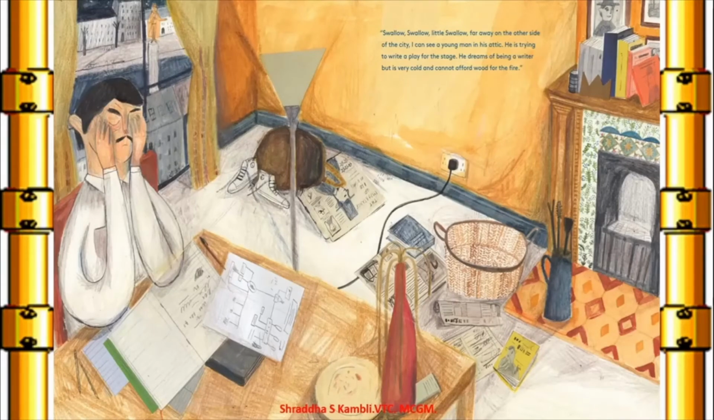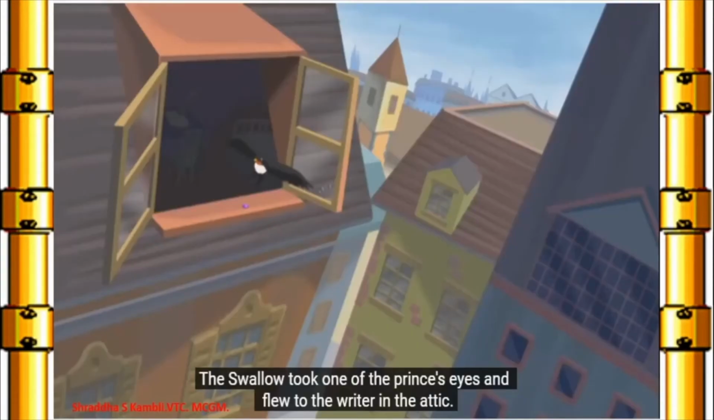Now the swallow wants to go because the swallow knows that if he stays, he might die. But the swallow also realizes that the responsibility that the prince is giving him of helping people is also no less important. Okay, so let's see what the swallow decides. So the swallow decides to stay back, and the swallow plucks out one of the prince's eyes and he flew to the writer in the attic. See? He takes one of the eyes of the prince.